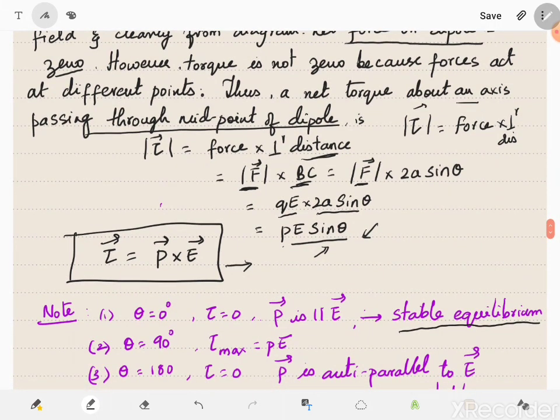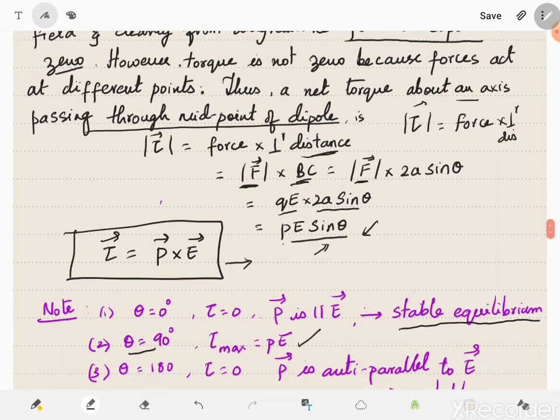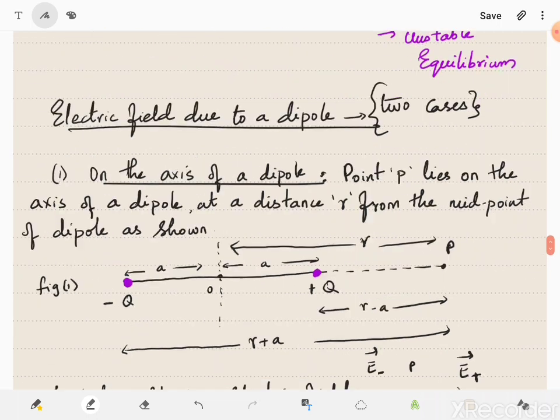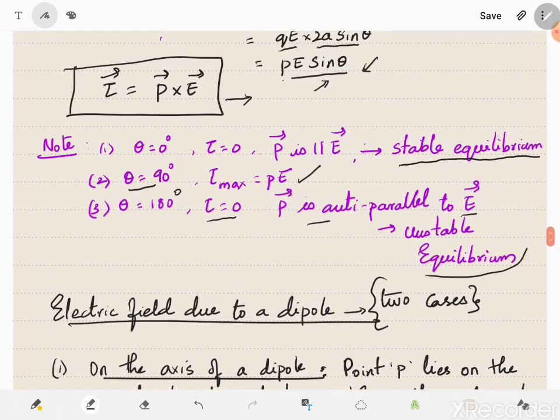Coming back to the second special case, theta equal to 90 degrees gives us maximum torque, which is tau max equal to pE. And theta equal to 180 degrees also gives us torque equal to 0. But in this case, p is anti-parallel to the electric field. That is, the dipole moment vector is going to be anti-parallel to the electric field, and this corresponds to an unstable equilibrium. Unstable equilibrium is one in which the potential energy function is at its peak.